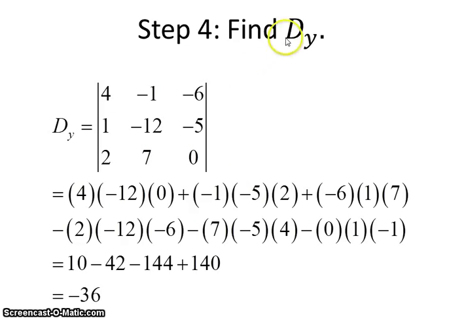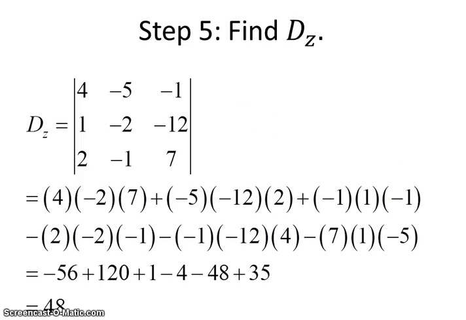For the dy matrix, we replace the second column, or the y column, with the numbers on our constant column from the original. So in this case, the second column becomes negative 1, negative 12, 7. So multiplying all that out, it looks like we get negative 36 for dy.